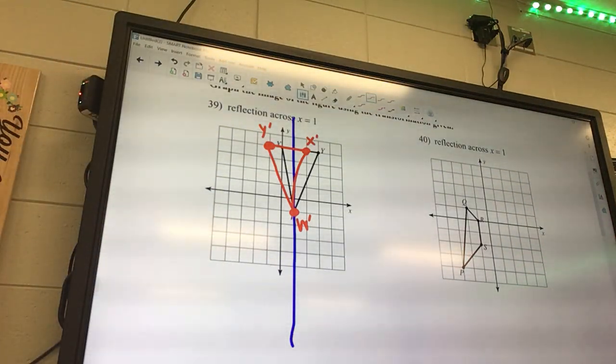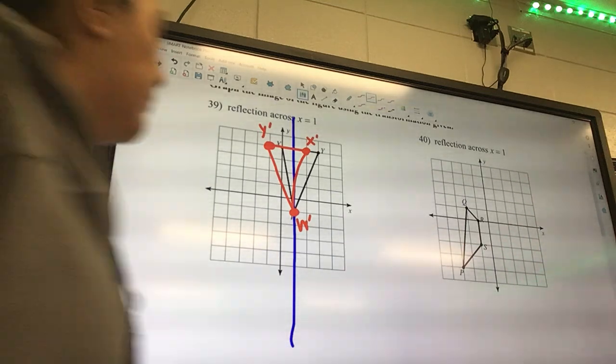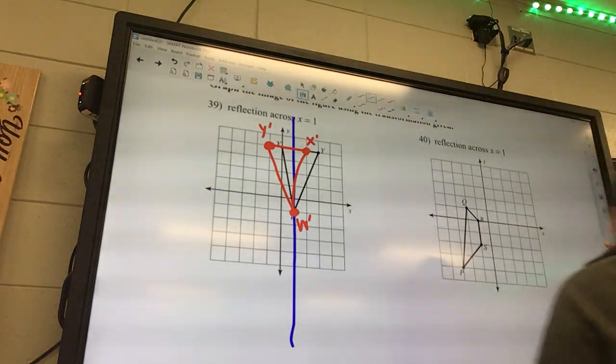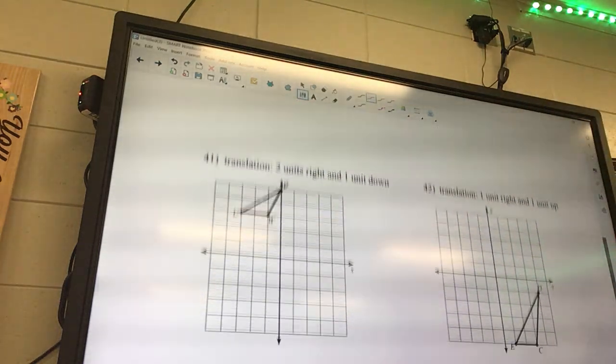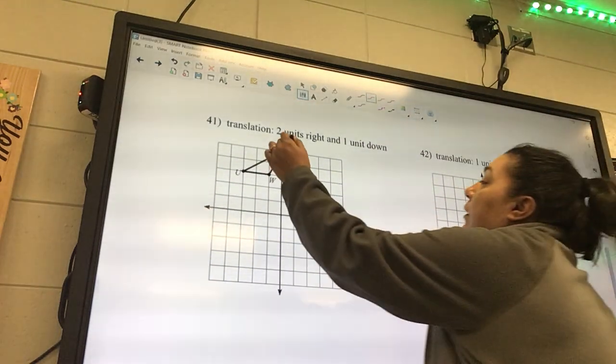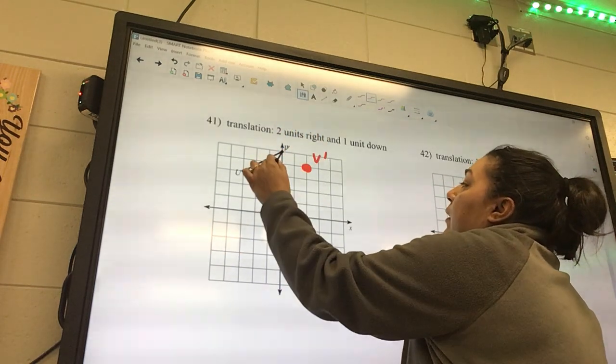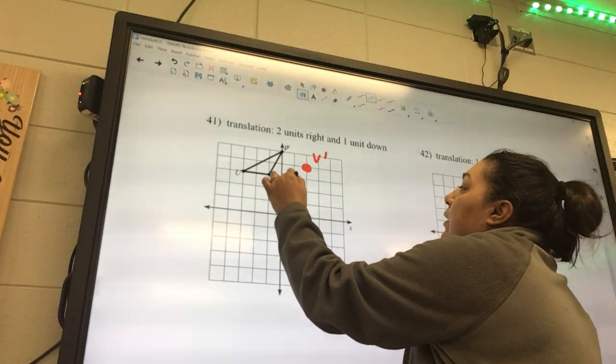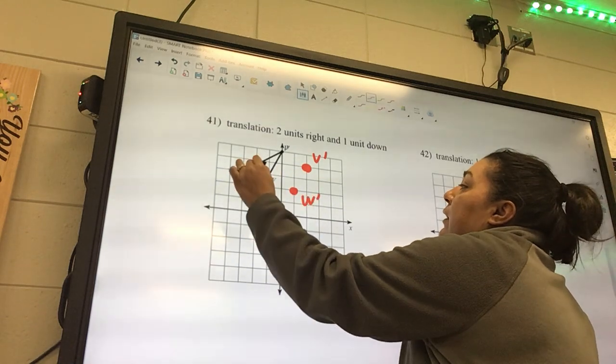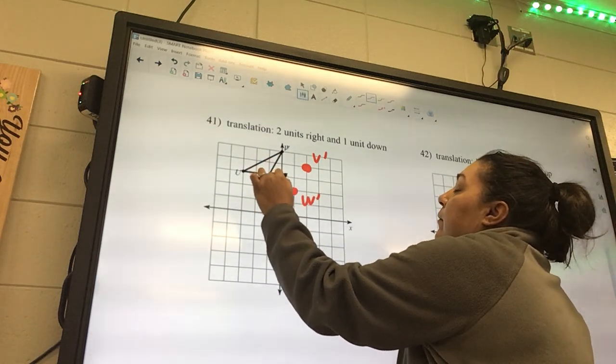Okay, 41 is about translations. I need to go to the right 2 units and 1 unit down. So for every dot, I'm going to go to the right 2 and down 1. Okay, so that's going to be my new v prime. Right 2, down 1. W and the u. Right 2, down 1.